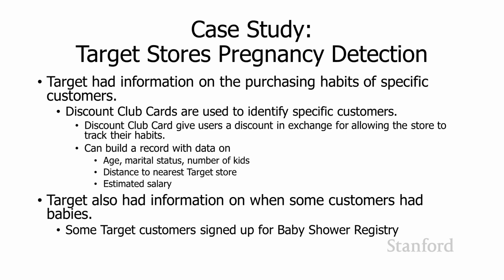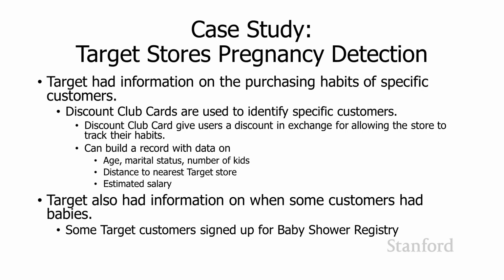Now, in order to do this, Target actually had a bunch of key data sets that really helped them out. The first thing is they had information on the purchasing habits of some of their customers. If you have a discount card for a store, those discount cards are used to track your information. So the bargain is you're going to get a discount on purchases, but in return, the store is going to be able to identify your particular purchase patterns. In addition, they have other information. For example, they may have your age, your marital status, the number of kids you have. In the case of Target, they knew how far you live from the closest Target store and had an estimate of salary. So that was one data set Target had.